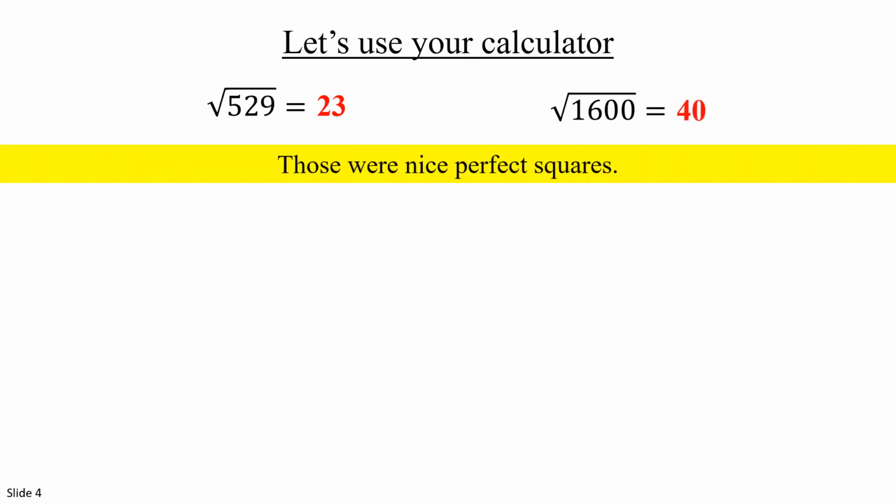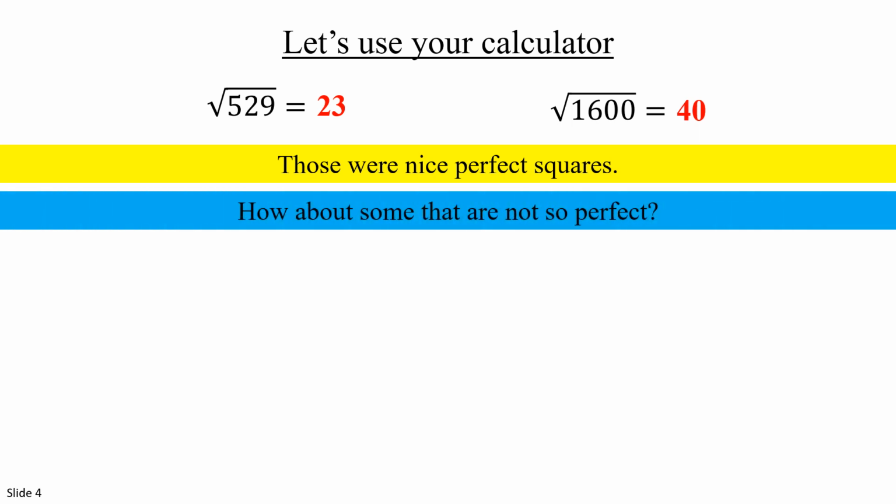But let's use a calculator. Square root of 529. Root 529. That's 23. That was easy. Root 1600. 40. Those were nice perfect squares.